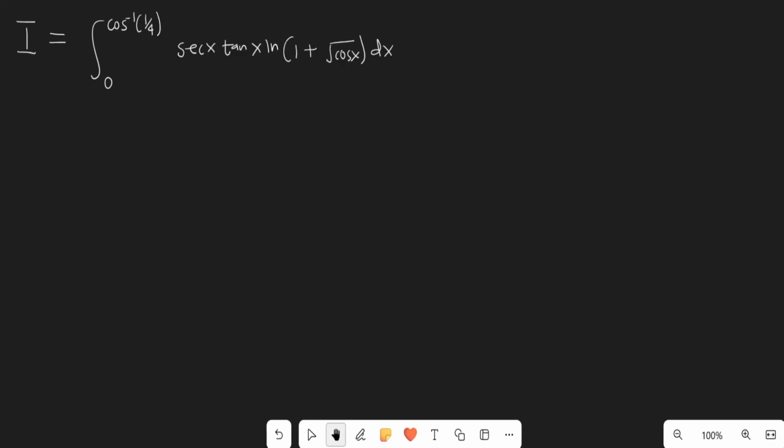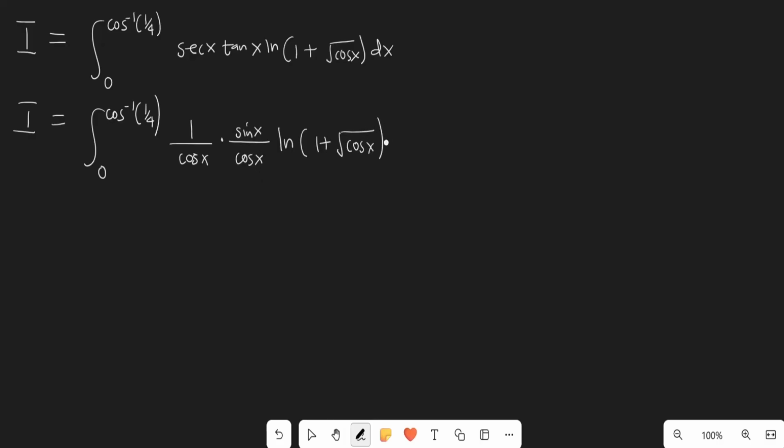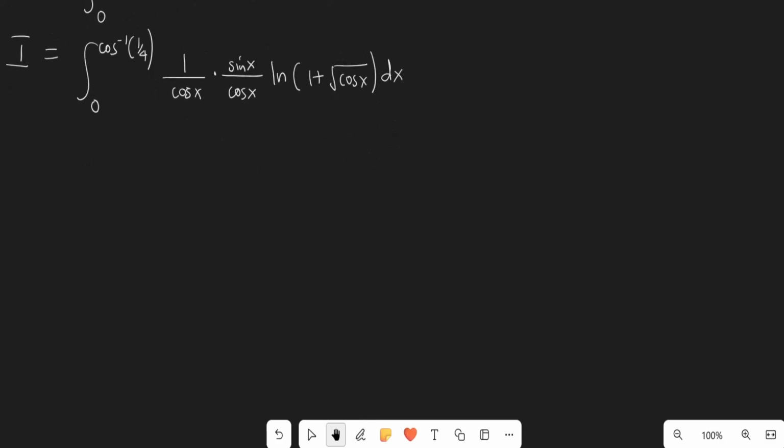Let's start off with this integral by rearranging it. So you are going to have I equal to the integral from 0 to the cosine inverse of 1 over 4. The secant of x is 1 over the cosine of x, right? And tangent of x is the sine of x over the cosine of x. This is multiplied by the ln of 1 plus the square root of the cosine of x and then dx.